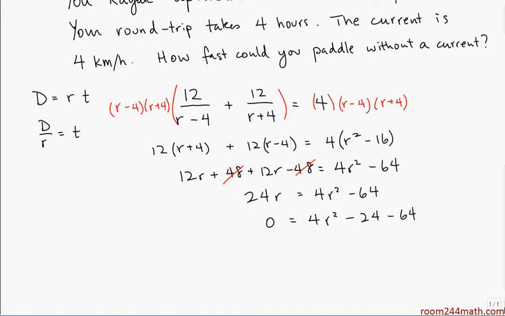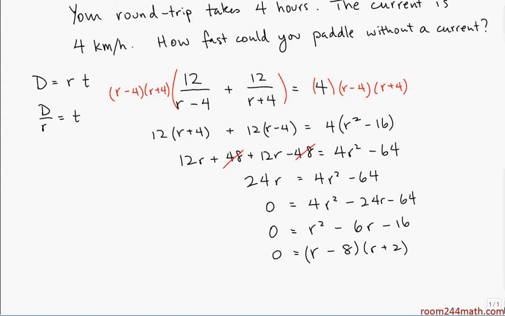I can take out the common factor of 4 by dividing both sides of the equation by 4, and I end up with r squared minus 6r minus 16, and that factors as r minus 8 times r plus 2, which means that r is equal to 8 or negative 2. Now, even though negative 2 is a solution to the quadratic equation, that doesn't mean that it's a valid answer.